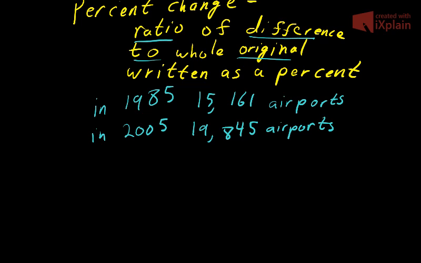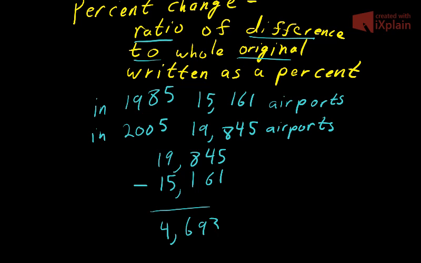So my difference here, difference means we're going to subtract. So I am going to take 19,845 and subtract 15,161. When I do that, I get 4,693. So that's my difference. And then I have to write that as a ratio to the original. So the original here is going to be that first number, which is 15,161. So that's my ratio.